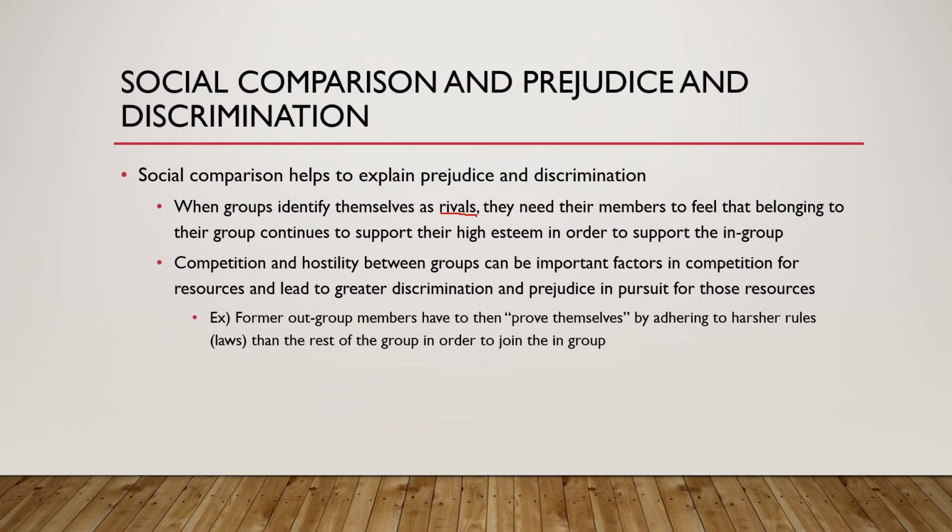And so those in the out-group, or those who are trying to join the in-group, oftentimes have to prove themselves by adhering to harsher rules than the rest of the group in order to join the group. This is sort of the idea behind hazing, right? So if you're joining a fraternity or sorority, maybe you have harsher rules than the people who are already members of the group in order to show loyalty to the group. Gangs operate along similar terms.